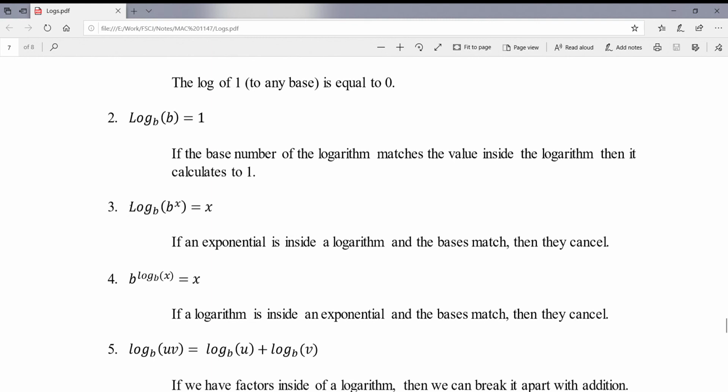Property 3, log base b of b to the x is equal to x. So what we have here is an exponential inside of a logarithm. If an exponential is inside of a logarithm and the base numbers match up, then they cancel and we're left with just that exponent, just the x.